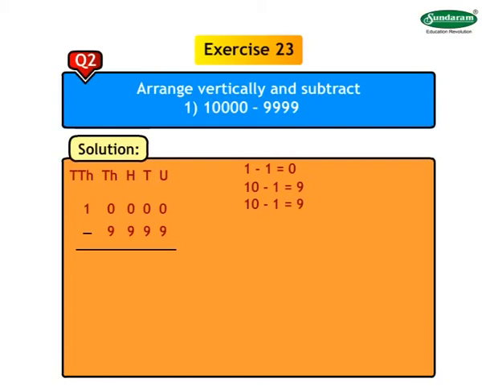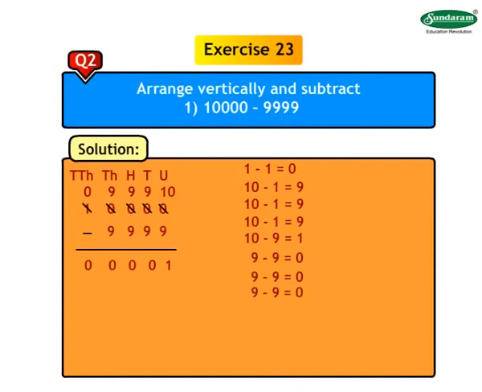Finally, borrow from tens place into units place. Hence, tens place will become 10 tens minus 1 tens is equal to 9 tens. Units place will become 10 units. Now, after borrowing is done, start subtracting from units place. 10 minus 9 is equal to 1 unit. 9 tens minus 9 tens is equal to 0. 9 hundreds minus 9 hundreds is equal to 0. 9 thousands minus 9 thousands is equal to 0. Write 0 in 10,000 place. Hence, answer is 10,000 minus 9,999 is equal to 1.